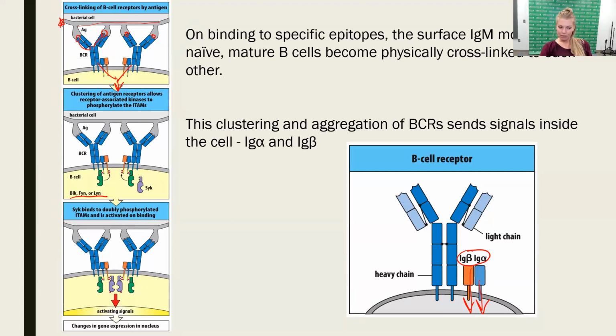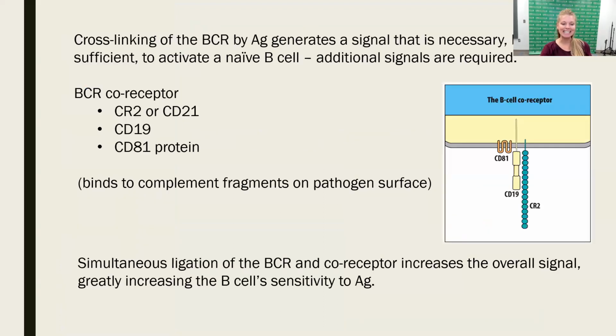But just like what we saw with T cells, cross-linking is not enough. It's definitely necessary, but there has to be a secondary signal that gets sent to fully activate this naive, mature B cell. And so the B cell actually has a co-receptor, made up of 3 distinct proteins. We have complement receptor 2, sometimes called CD21, CD19, and CD81. Collectively, these 3 proteins function as the B cell co-receptor.